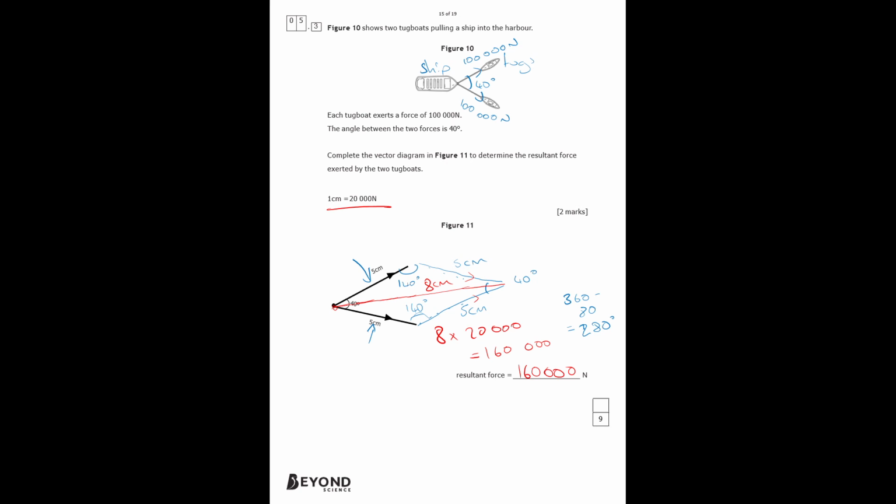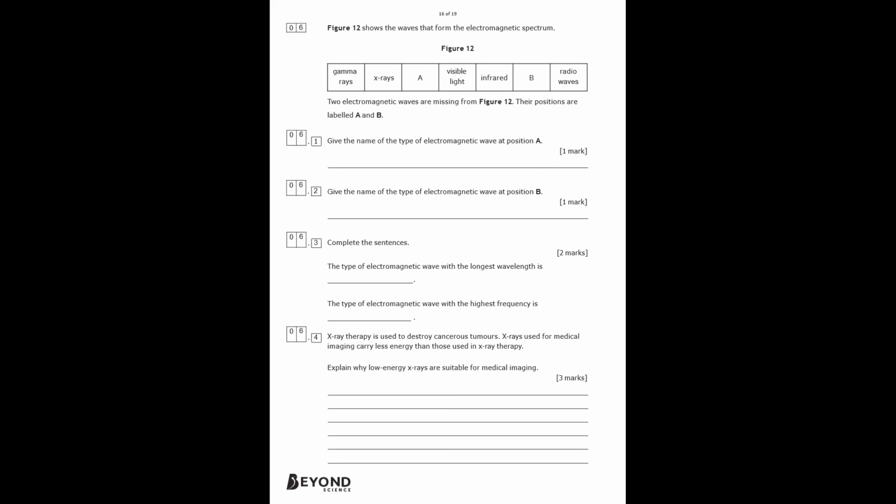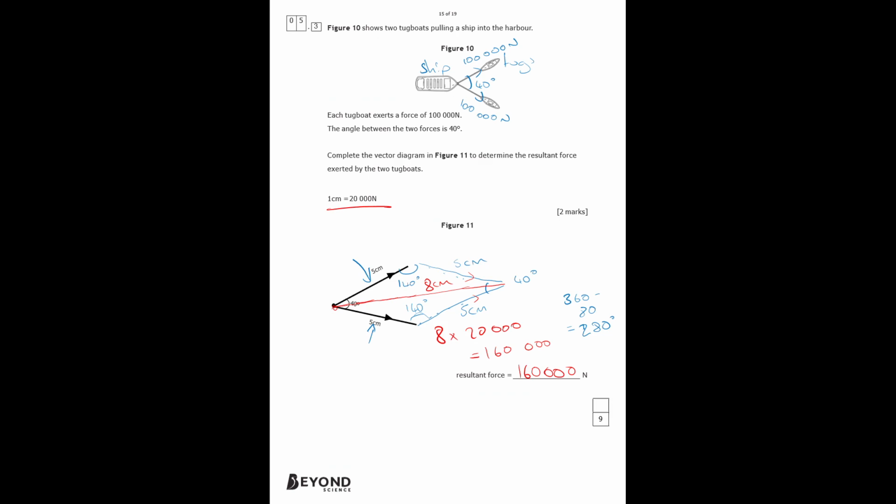We can check, how close was I? I guessed the length of the line, so 192 to 196,000 newtons. That means that this line here was 9 point something centimetres, 192,000 to 196,000. Yeah, 9.6 or 9.8 centimetres that line would have been, if you were to draw it yourself. Okay, that was question 5.